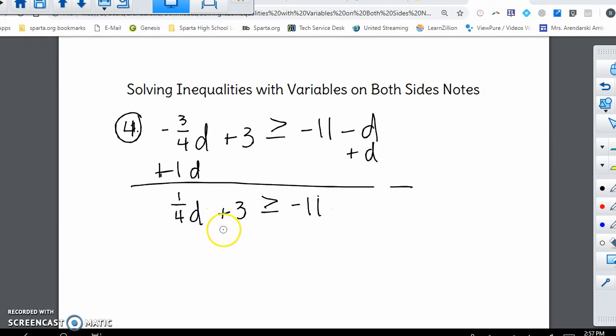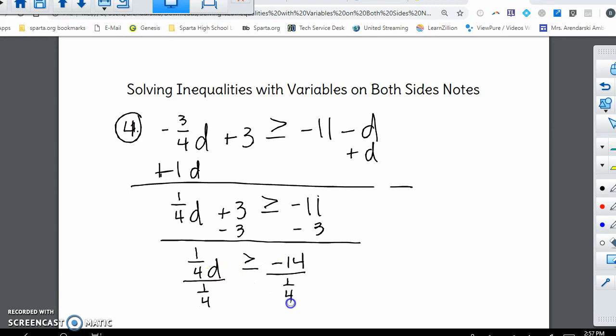So now I want to move my constants to the right. Minus 3, minus 3. 1/4 times d is greater than or equal to negative 14. So we're dividing by 1/4. Remember that when we divide by a fraction, we really multiply by the reciprocal. So this is really d is greater than or equal to negative 14 over 1 times 4 over 1, because we multiply by the reciprocal of 1/4. So d is greater than or equal to negative 56.